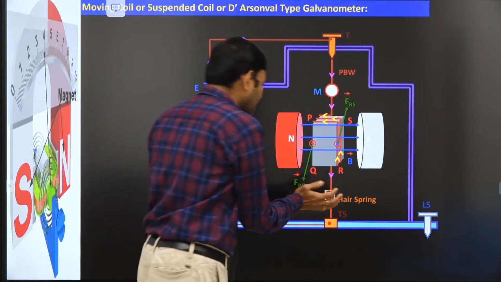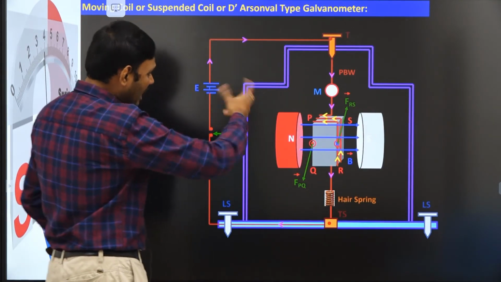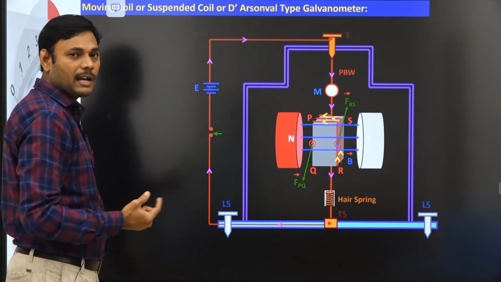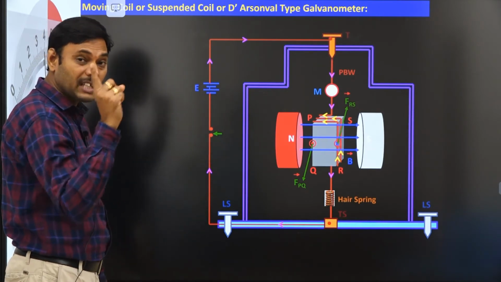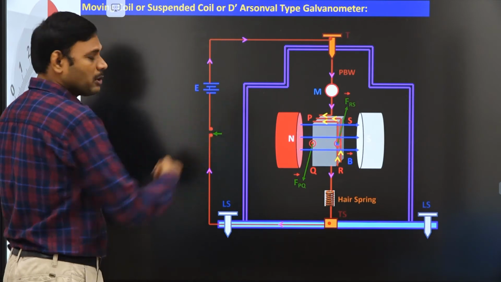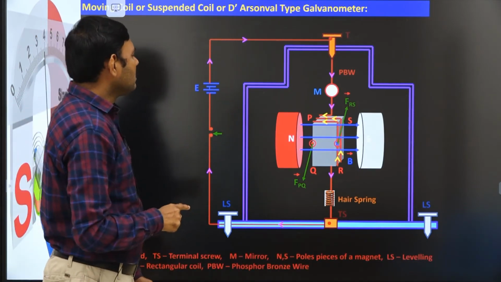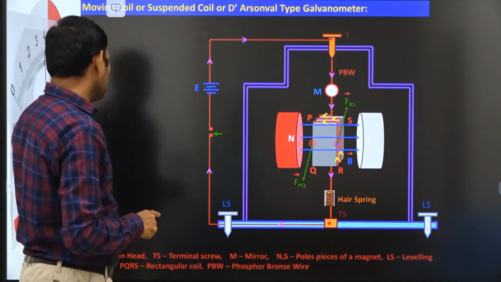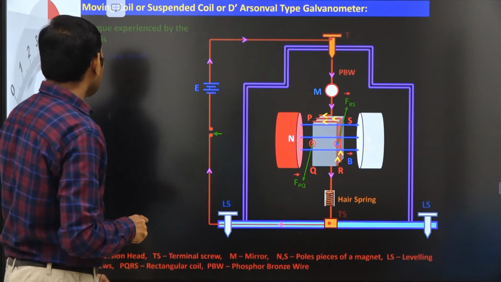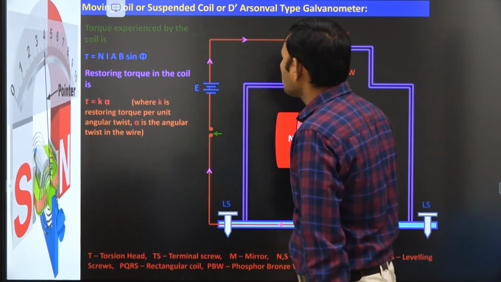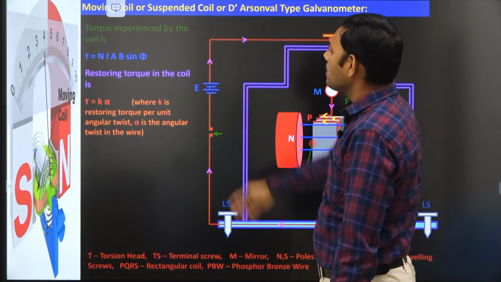Of course, the magnets are concave shaped, so that B is always parallel to the face of the coil, such that B makes a 90 degree angle with the normal. Always it is producing maximum torque, tau is equal to NIAB, and here the torque experienced in the coil is NIAB sin phi, and the deflecting torque in the coil is NIAB sin phi, of course NIAB.